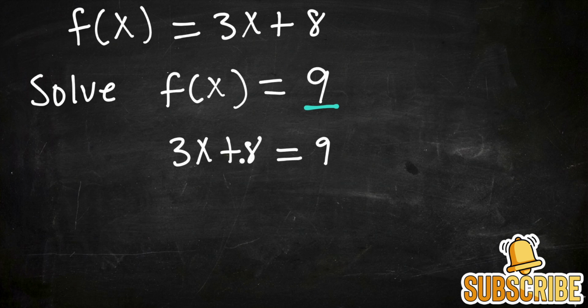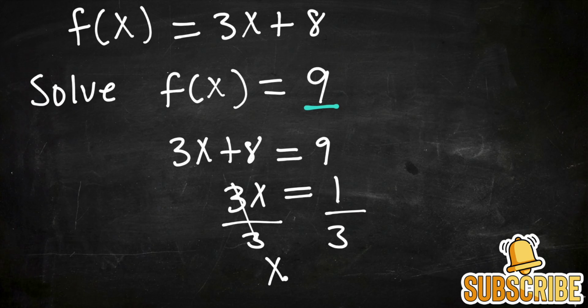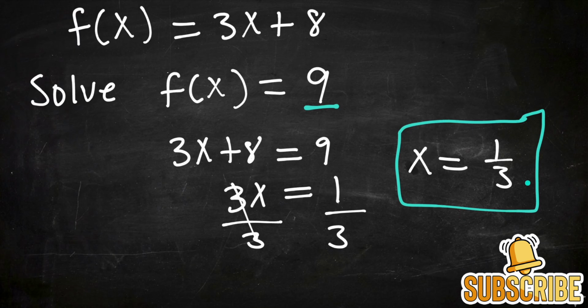So 8 is going to move to the other side. So it's going to be 9 minus 8, which is 1. And then we're going to divide both sides by 3. And our x is just going to be equal to 1/3. So our x is equal to 1/3, which means that this input, when I press it, gives me 9 as my output, the thing that comes out.